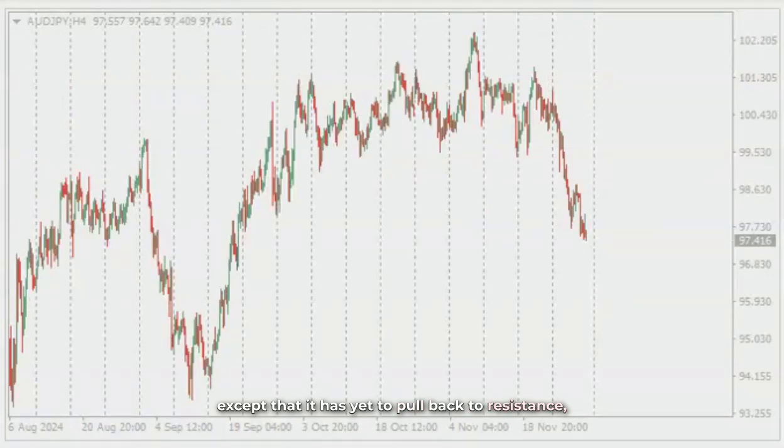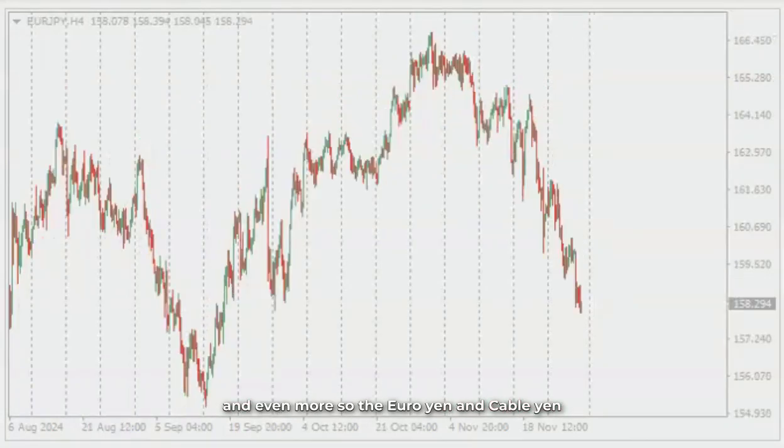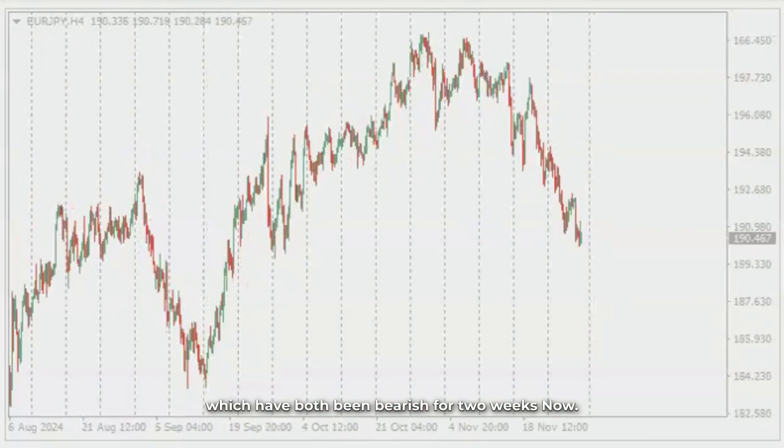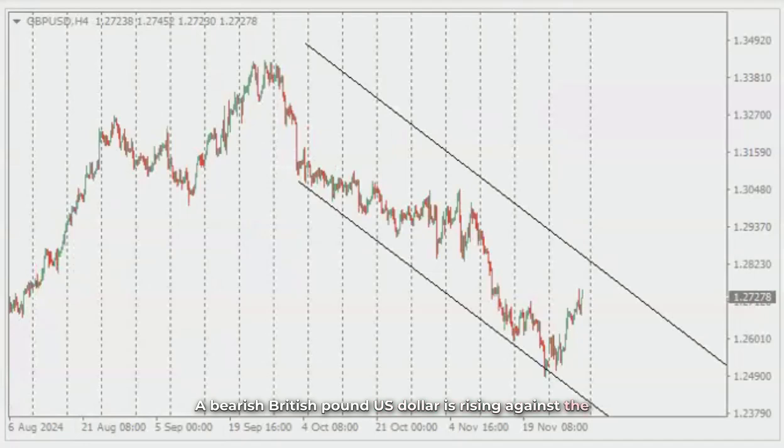The Aussie dollar Japanese yen is in a similar situation, except that it has yet to pull back to resistance, and even more so the euro yen and cable yen, which have both been bearish for 2 weeks now. A bearish British pound US dollar is rising against the dominant trend, but its price is nearing where Fred plots a significant 4-day resistance level, so Duckworth would not be surprised to see it turn south again sometime around the first half of next week.